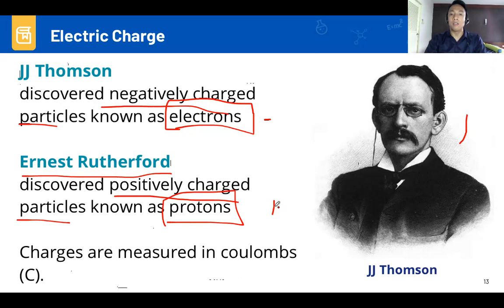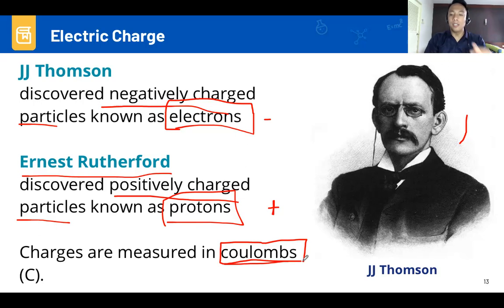Nare-recall na yung mga pinag-aralan nyo sa chemistry. So we have negative electrons, positive protons. And for its standard unit, charges are measured in coulombs. This is my first assignment, so I will give you the meaning of coulombs sa ating next na lesson.